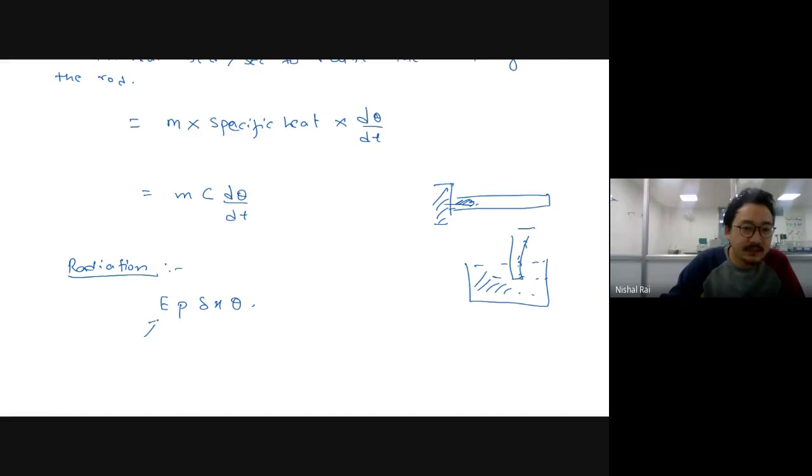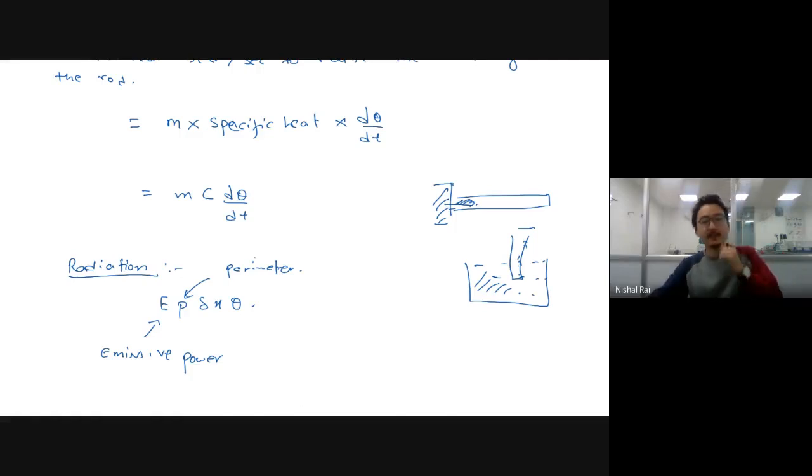Where this E is here, what? Emissive power. How much the radiation of a particular material will do is given by this quantity. Now your P is your perimeter, and the remaining are your same quantities as before.